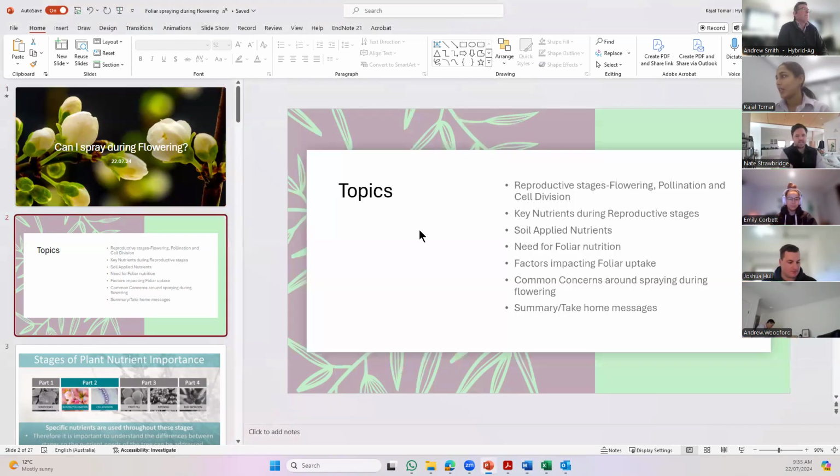Topics to cover today. We're going to talk about reproductive stages that include flowering, pollination, cell division. It's a bit of a crossover from what Emily presented last week, but I think it's very important to understand those stages a little bit better. And again, key nutrients during those reproductive stages, soil applied nutrients, why we need to supply nutrients via foliar, factors that can impact the uptake of the foliar nutrients, common concerns that growers come across when spraying during flowering, and then some key take-home messages from the presentation.